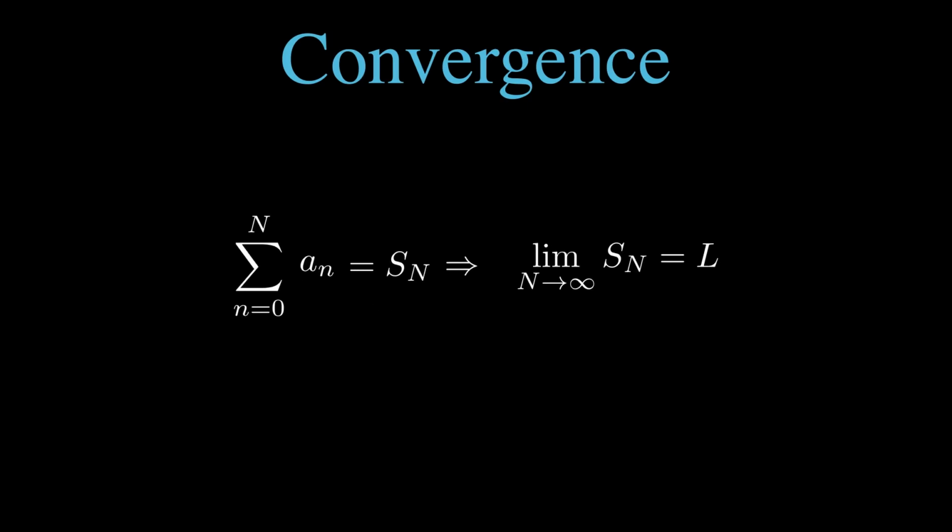Now, let's finally define what it means for a series to converge. We say that an infinite series converges if the infinite sum is equal to some finite number L. In more formal terms, if we look at the partial sum, or a sum to some finite number n, then the convergence of the series will be the limit of s sub n as n goes to infinity.